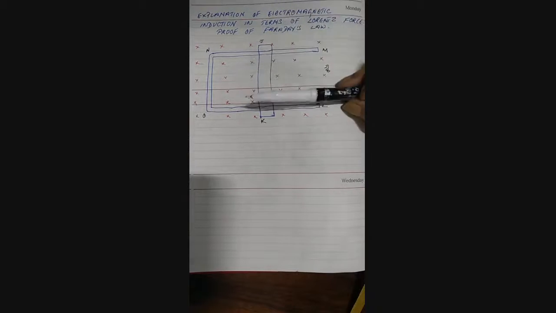This is a U-shaped stationary conductor, and suppose this JK is moved on this arm without friction, so frictional force is avoided. The conductor is situated in the magnetic field perpendicular to the plane of the paper, directed downward. So the conductor is situated like this, parallel to the plane of the paper, whereas the magnetic field is acting downward, that is perpendicular to the plane of the paper.